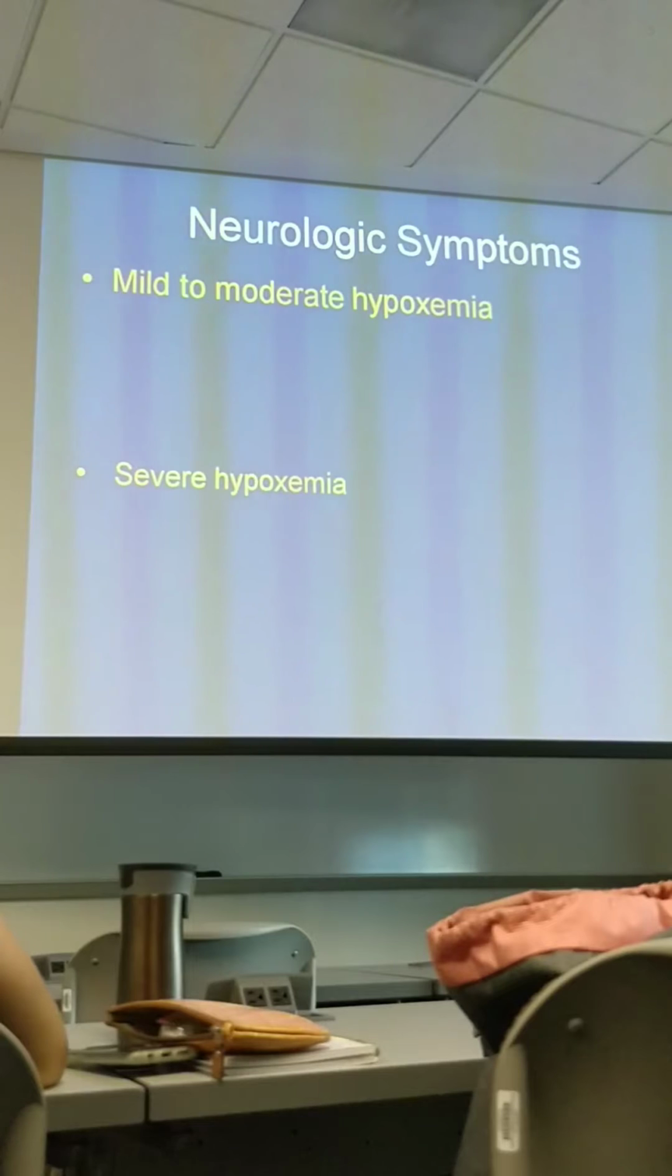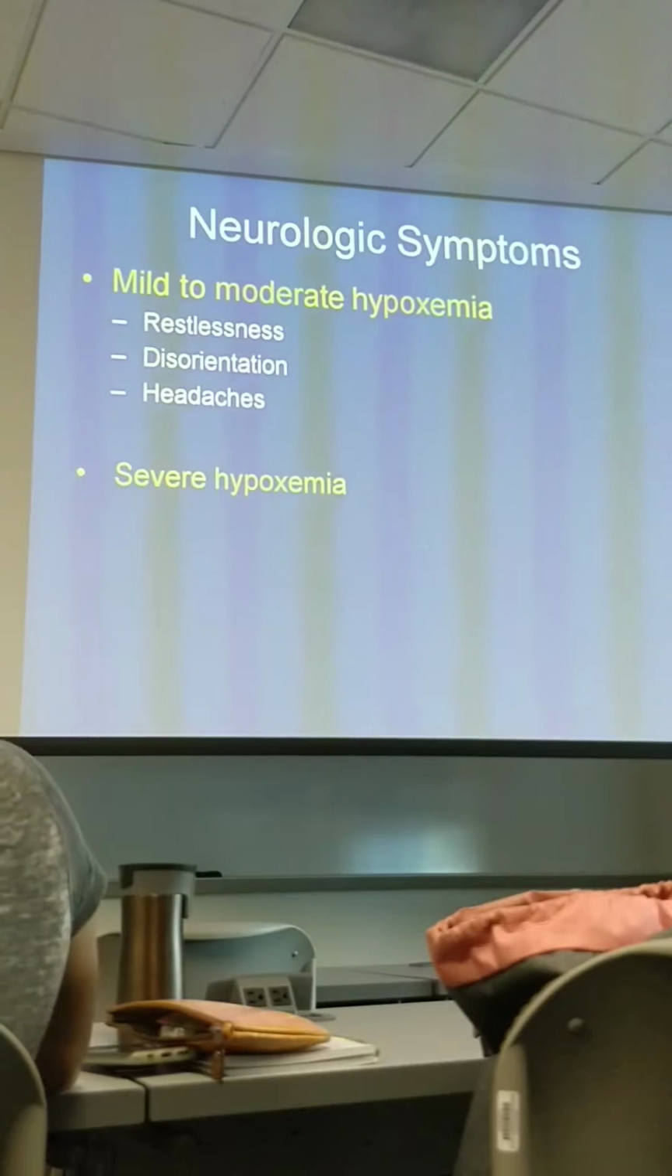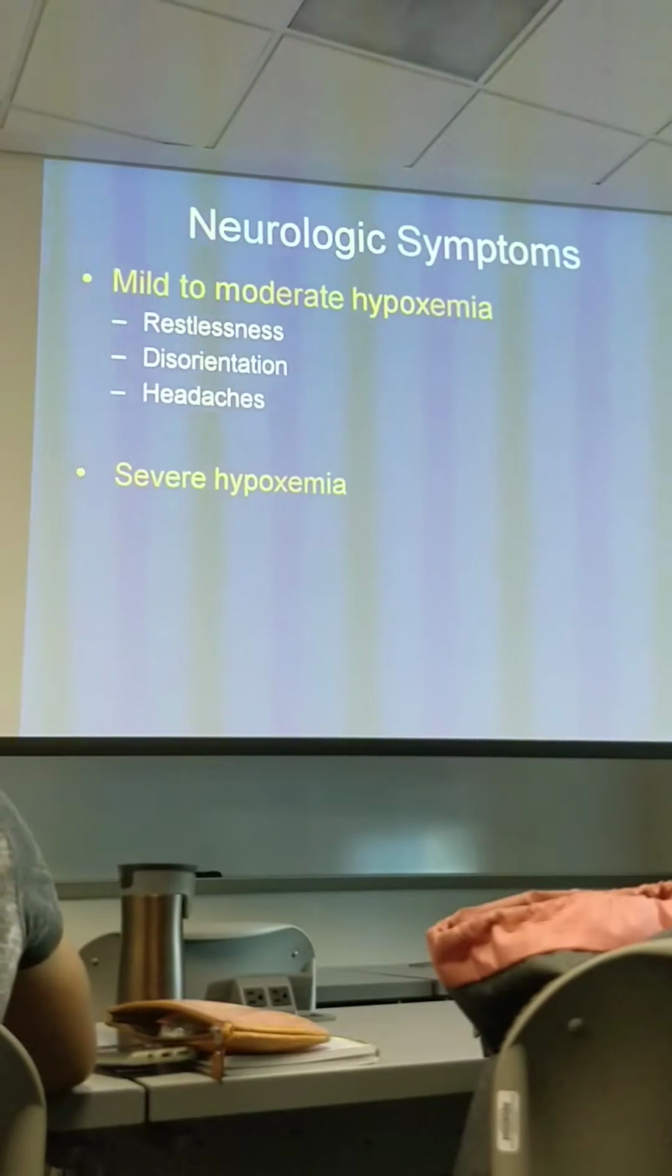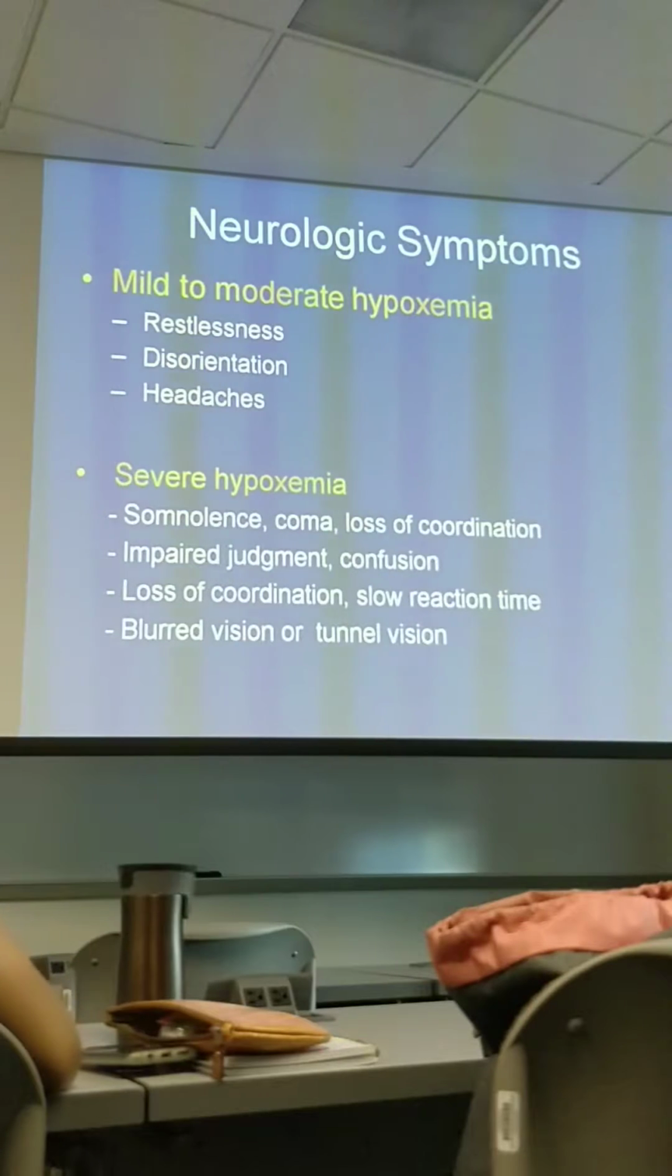Okay. Neurologic symptoms: if anybody's in the hospital and all of a sudden they get suddenly agitated, confused, you can't figure out what's going on, residents will say many times, get a blood gas, they want to make sure they're not hypoxemic, okay? So if you have restlessness, disorientation, headaches, and it all of a sudden came on, the thought is, are you hypoxemic, okay? If it's severe hypoxemia, what can happen here? Coma, vision is impaired. Loss of coordination, blurred vision, tunnel vision, okay? So as the hypoxemia gets worse, guys, the symptoms get worse and worse and worse.